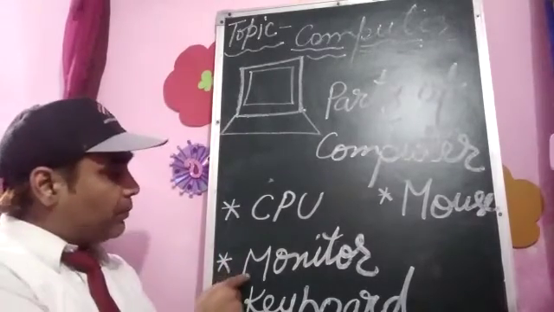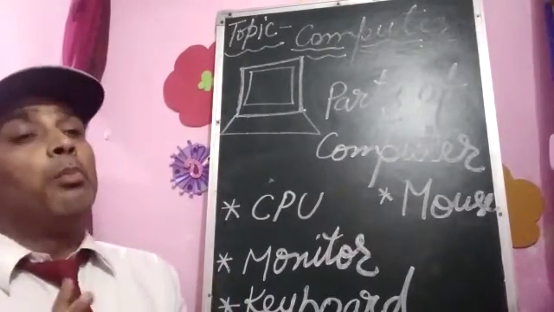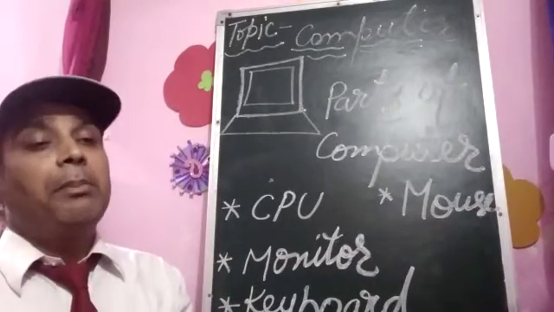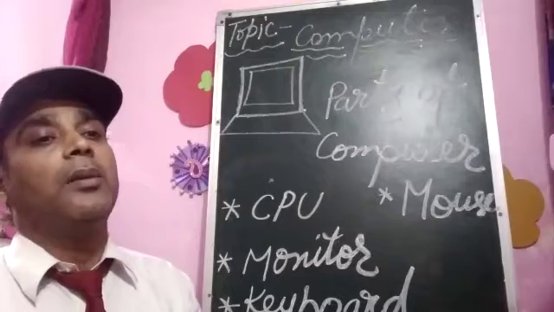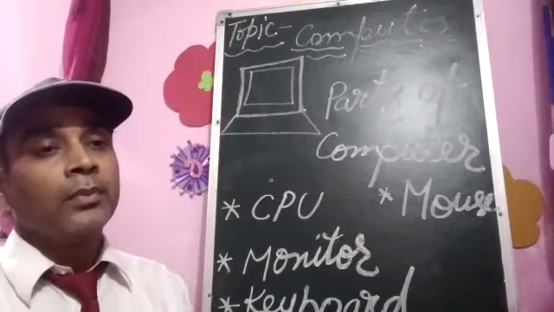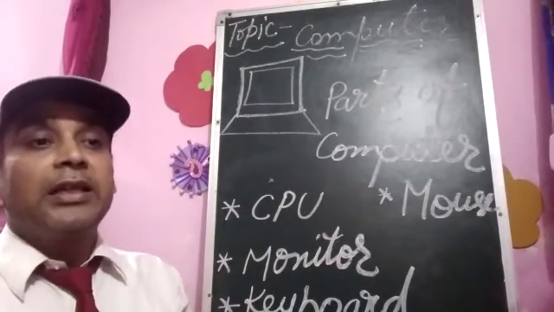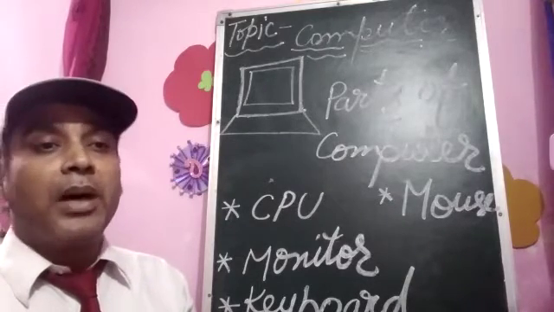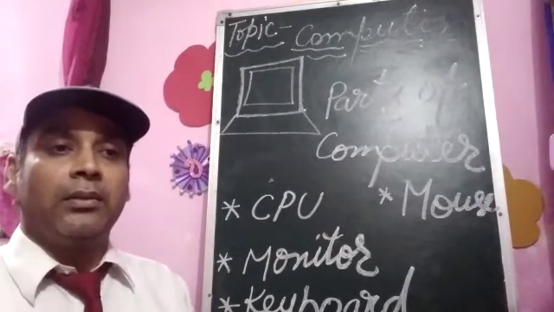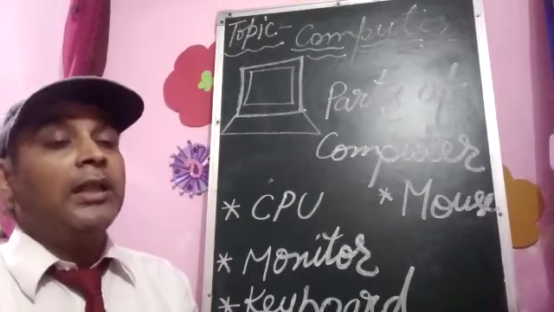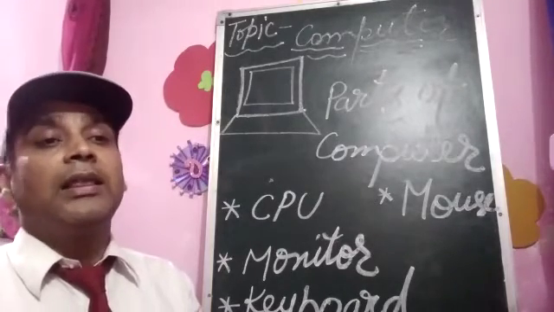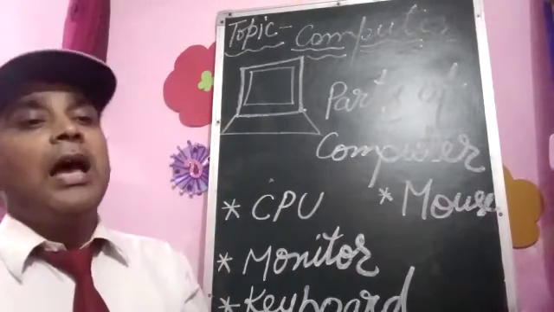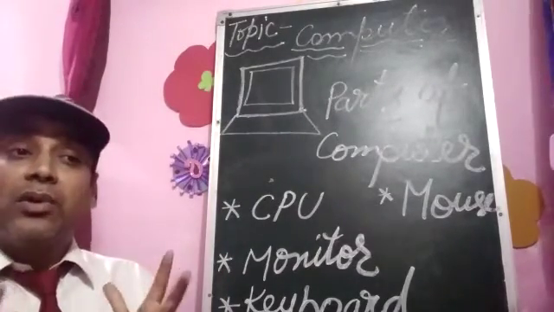Next one is monitor. Monitor looks like a TV screen. Can you see the pictures and movies on a monitor? It displays results. It also displays the instructions given by keyboard and mouse on the screen. Monitor is also called the VDU, the visual display unit. We can view every result and instruction on it.